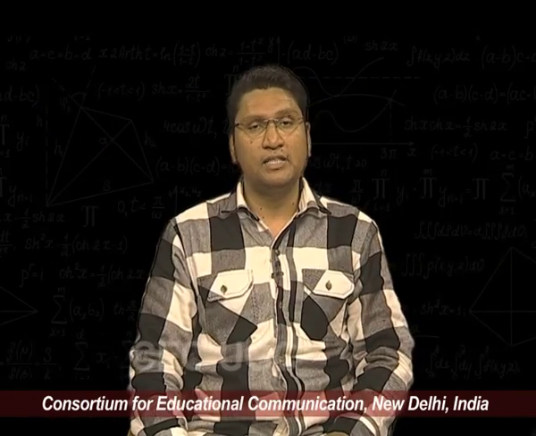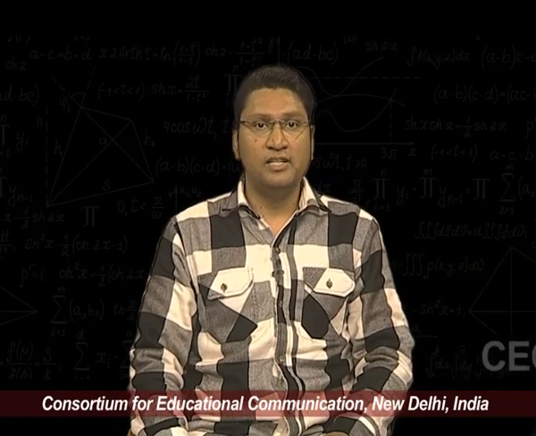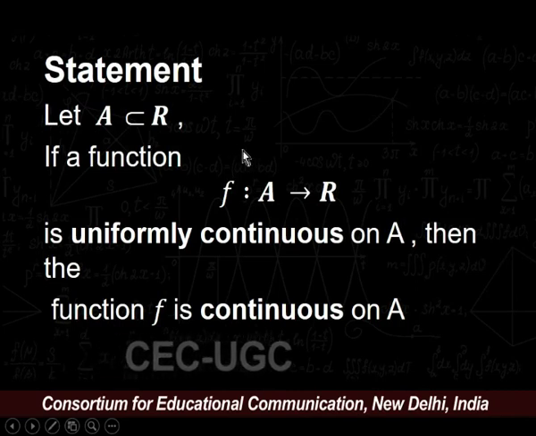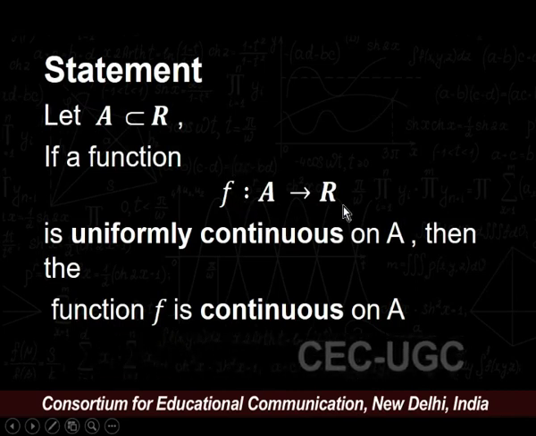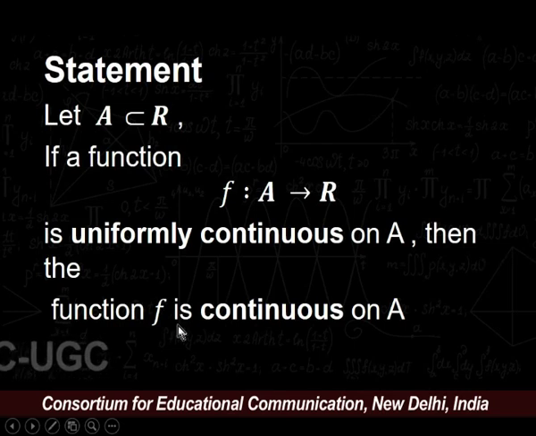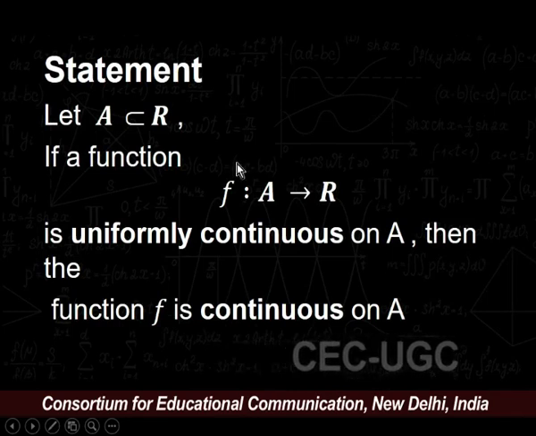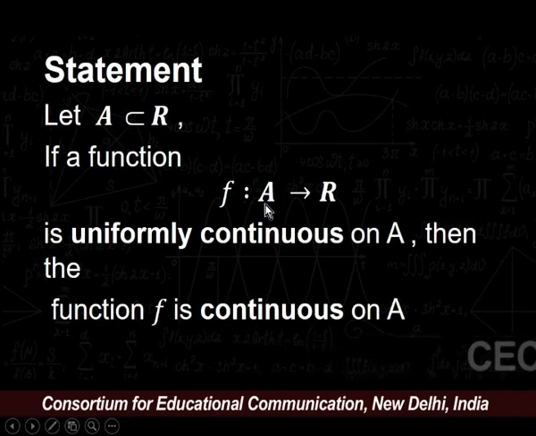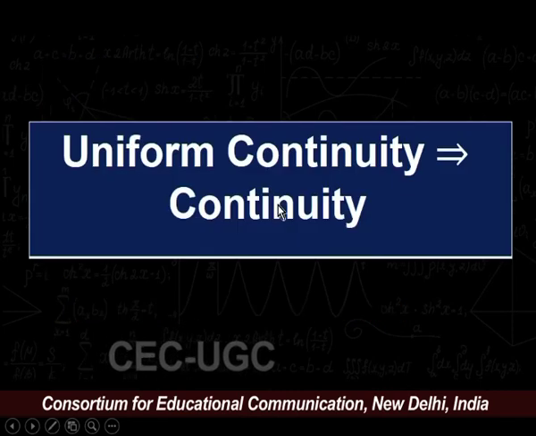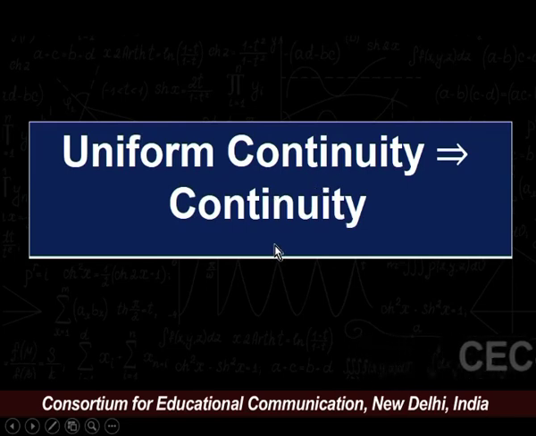Now, let us start with some results based on uniform continuity and non-uniform continuity. Our first result: we have a set A which is a subset of R and a function f defined from A to R which is uniformly continuous on A. Then the function f is continuous on that particular set. I repeat, if we have a uniformly continuous function on a set A, then that function is also continuous on that set. So, we need to prove that uniform continuity implies continuity.